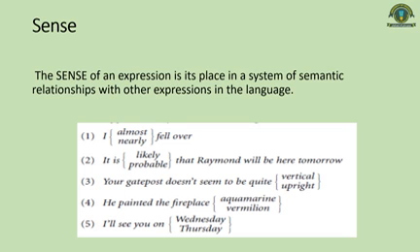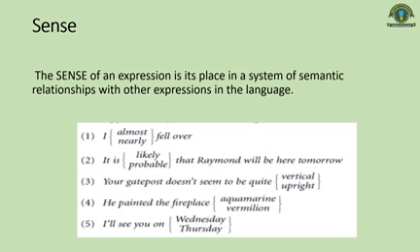Students, as far as the first example is concerned, we can say I almost fell over or I nearly fell over. We can say that it may have approximately the same meaning. And in the second one, it is likely that Raymond will be here tomorrow, or it's probable. So it also has a similar or the same meaning. In the third one, the meaning is also the same.